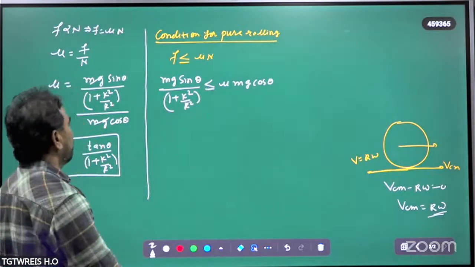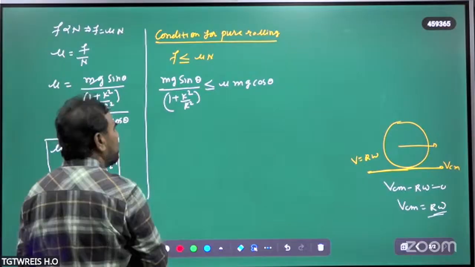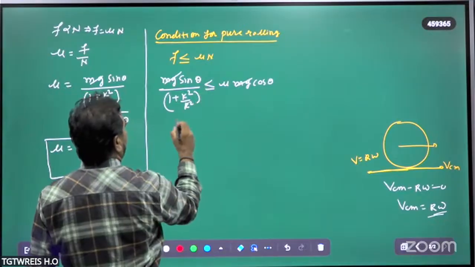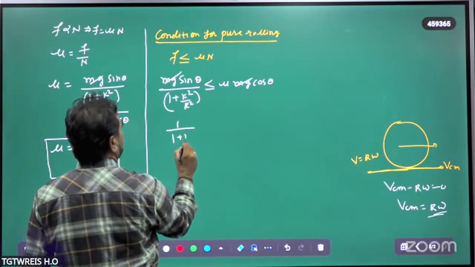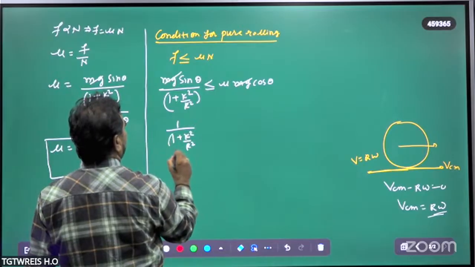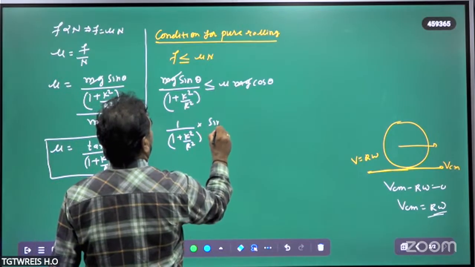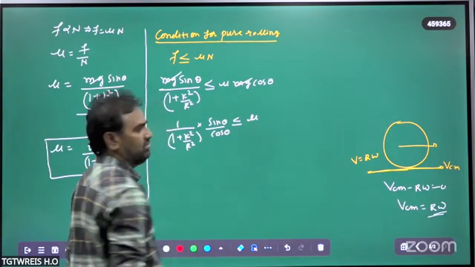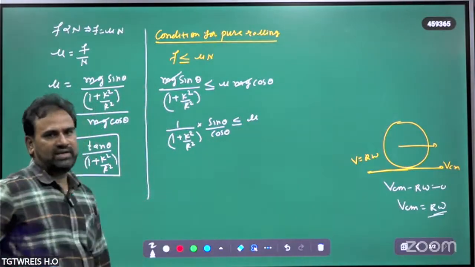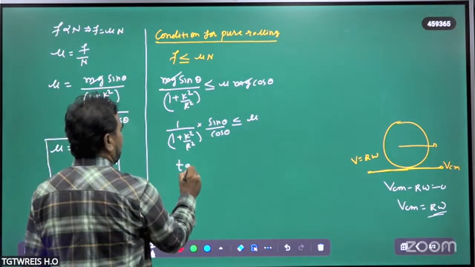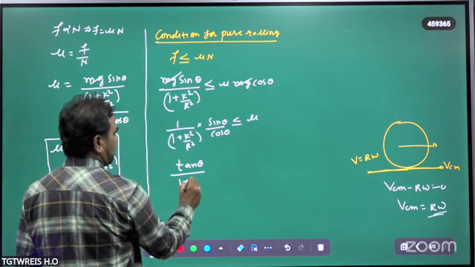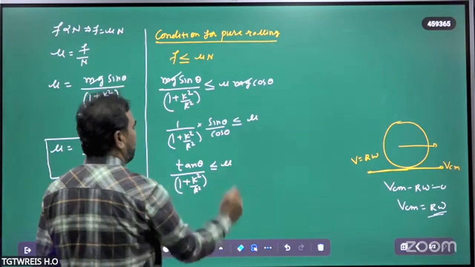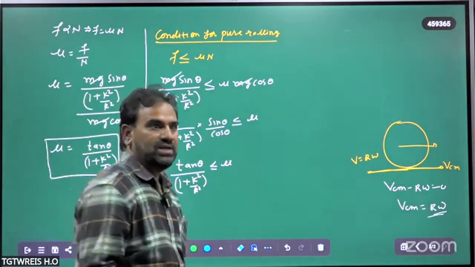Is it clear? So from what I am writing, the value of mu would be: mg on both sides will get cancelled out, so sin theta upon cos theta times 1 upon (1 plus k square upon r square) is less than or equal to mu. Sin theta upon cos theta means tan theta, no? Therefore, tan theta upon (1 plus k square upon r square) is less than or equal to mu. This condition is applicable for pure rolling.